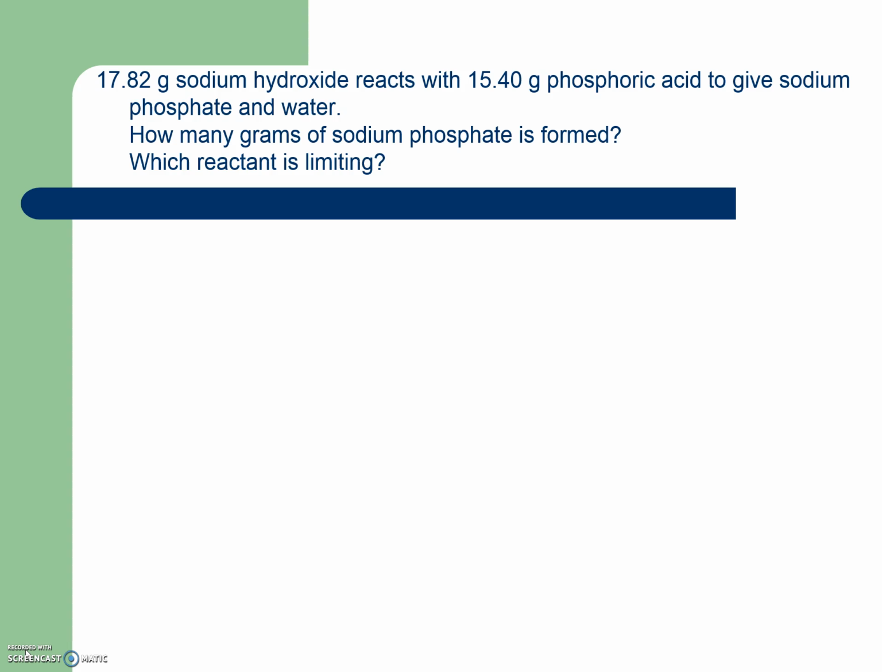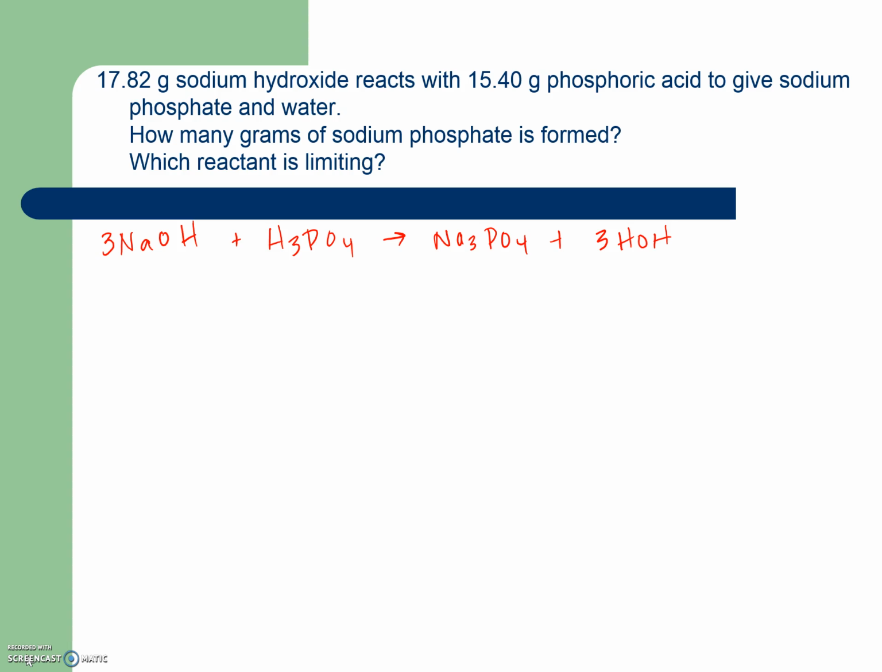So it says 17.82 grams of sodium hydroxide reacts with 15.40 grams of phosphoric acid to give sodium phosphate and water. How many grams of sodium phosphate is formed? Which reactant is limiting? So the first thing I'd like you to do is pause the video and write the balanced equation for the reaction that's shown above.